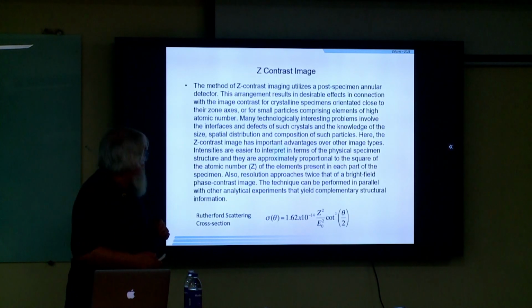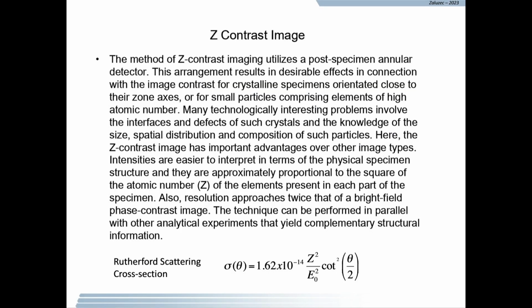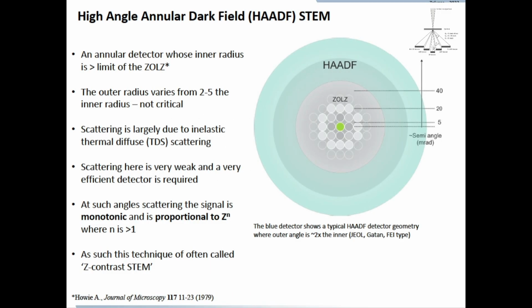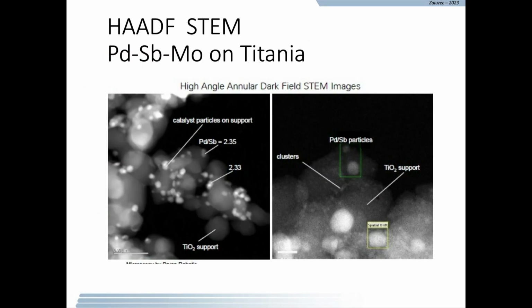So what does that mean? It means that this scattering cross-section dominates the signal. Notice there's no phase contrast in this. It's just simple atomic number scattering. What does that mean? That means that for the images that we collect in STEM, A, the contrast doesn't reverse as we go to thicker samples. B, the contrast doesn't reverse as we change the focus. And we get very nice atomic number contrast. So here's an example of that.